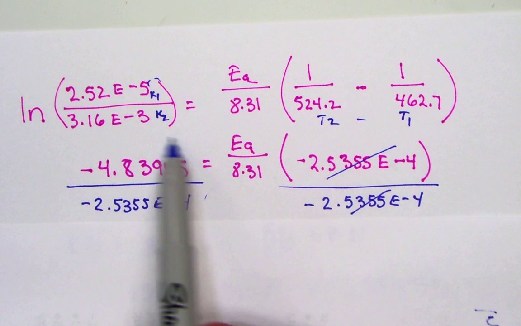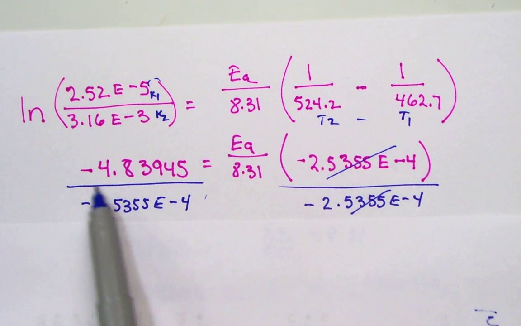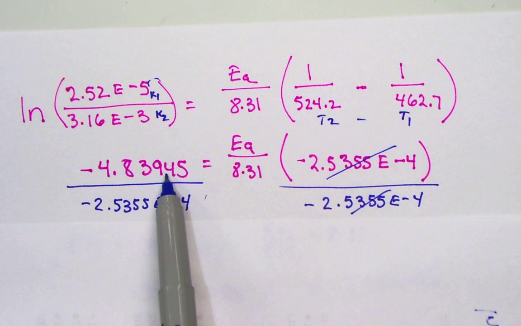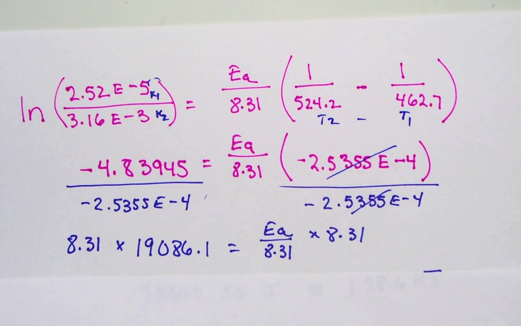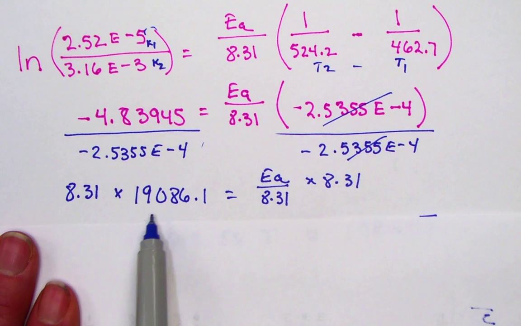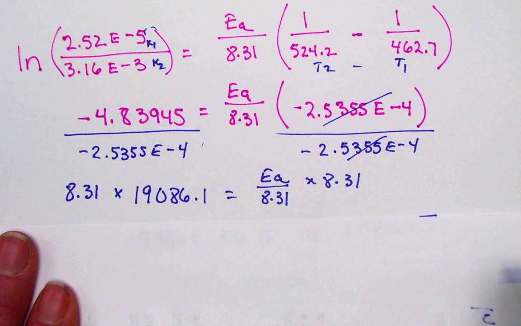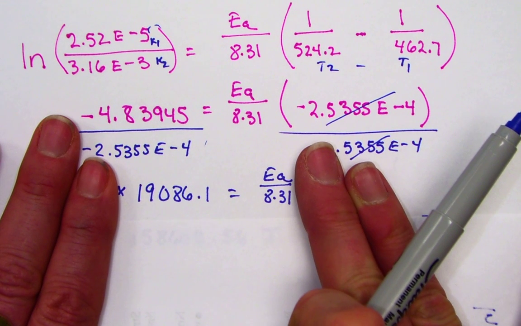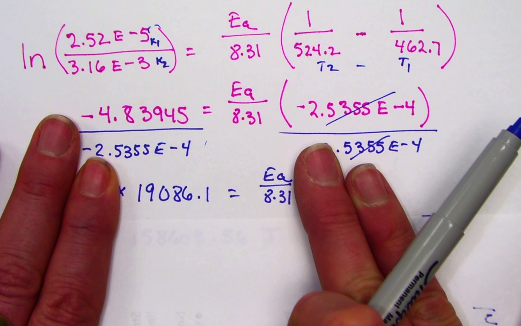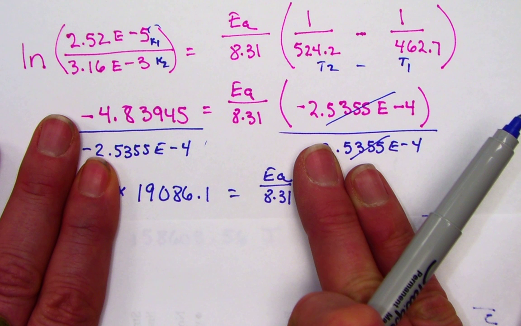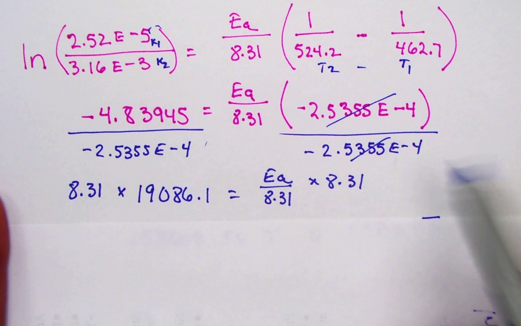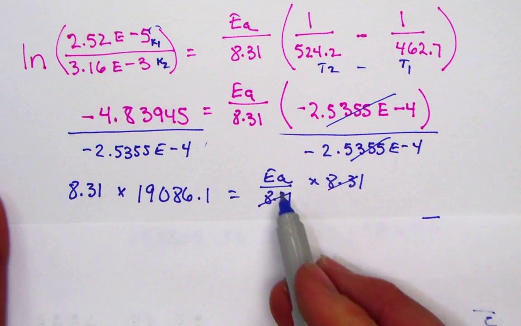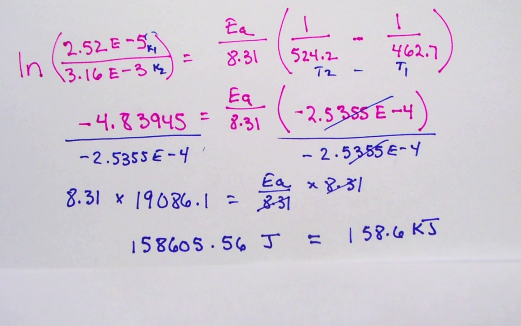So then on my calculator, I simplified the left side. I took the negative 4.83945 divided by the negative 2.5355. And now what I show is 19086.1 is equal to Ea over 8.31. Simplifying the left is our next step in isolating the activation energy. To get rid of the 8.31, what I did next was to multiply that by both sides, so this then canceled, and now finally we have our answer to the activation energy.